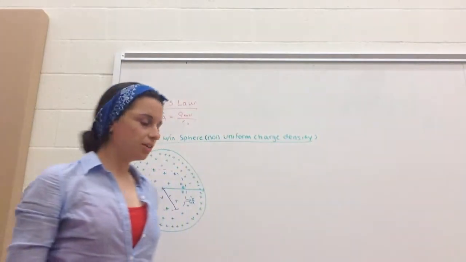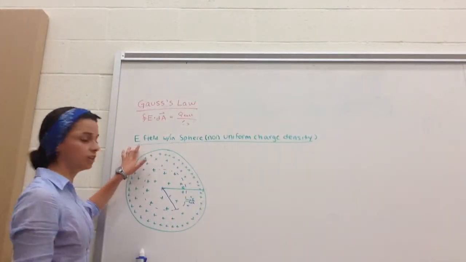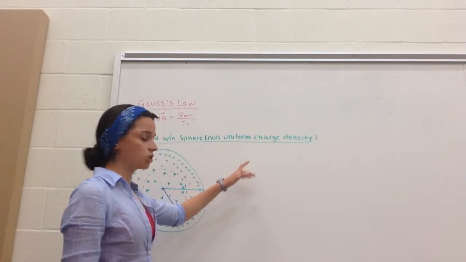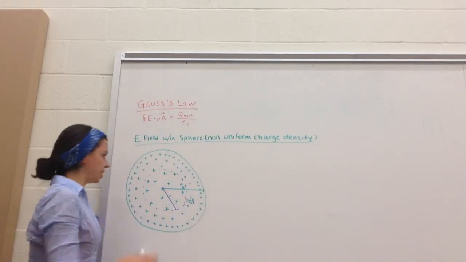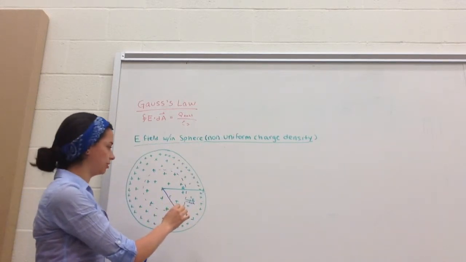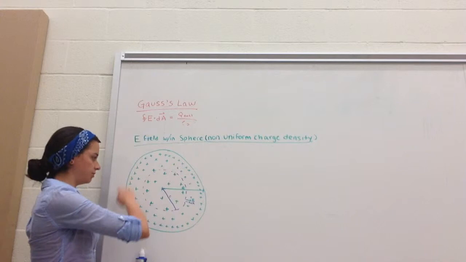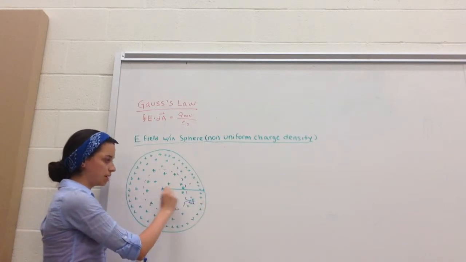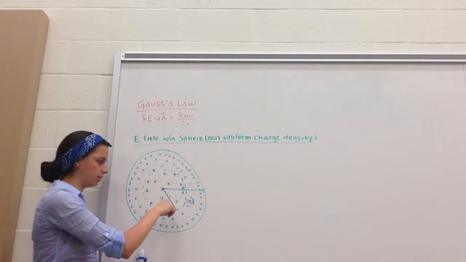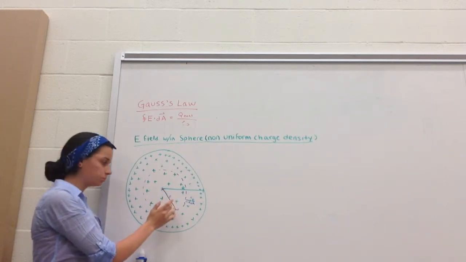Okay, so now we're going to be talking about the electric field within a sphere of non-uniform charge density. So what that's going to look like is we have our sphere. I already drew it because all these little pieces of charge take a really long time to draw. So we have our sphere with a radius of big R, and then we have our Gaussian surface within that sphere, and that's with radius of little r.